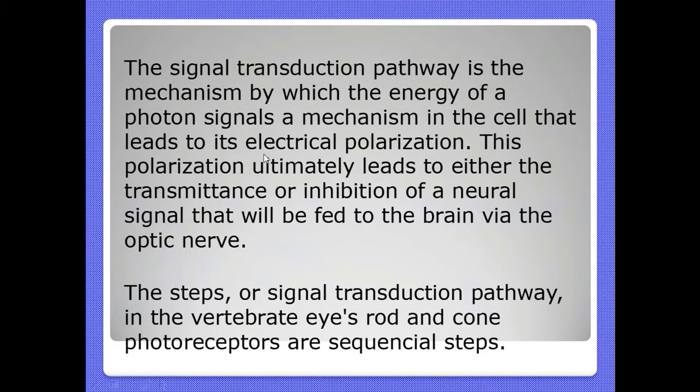So this polarization ultimately leads to either the transmittance or inhibition of a neuronal signal that will be fed into the vision center of the brain via the optic nerve. All these steps are done through this signal transduction pathway in the vertebrate eye, that's in our eye. In rod cell and cone cell photoreceptors, these are very sequential steps, one after the other. That is why it is called sequential steps.